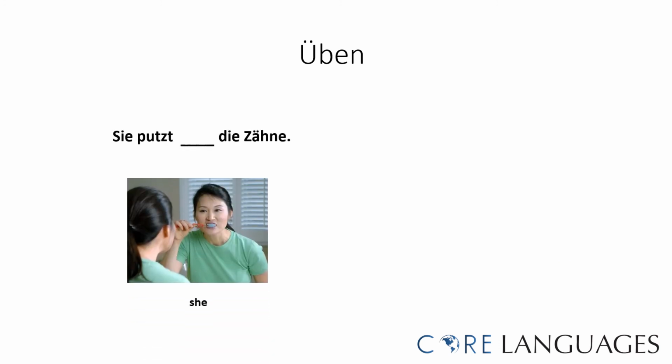And how about these two examples? Sie putzt die Zähne. Sie in this example is she, which you can tell by the conjugation of the verb putzt. The correct reflexive pronoun in the dative case is sich. Sie putzt sich die Zähne. She brushes herself the teeth, or she brushes the teeth for herself.